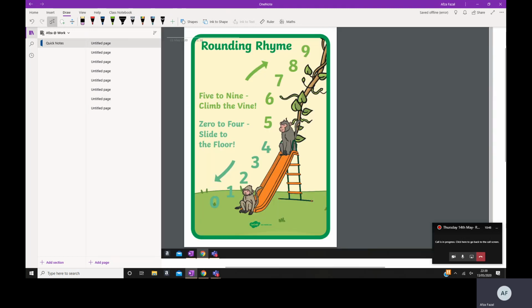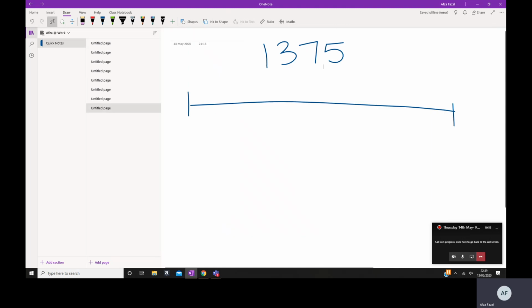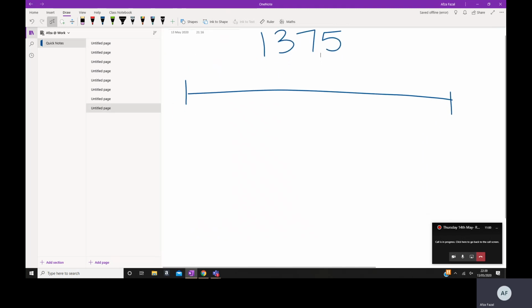I'm going to go back to this page. Just remember, 0 to 4, you slide to the floor. 5 to 9, climb the vine. Always remember the place value, the numbers on either end. So I'm going to round to the nearest 10 here. Because it's the nearest 10, I'm going to circle the 7, underline the 5. And then 0 to 4, slide to the floor. 5 to 9, climb the vine.